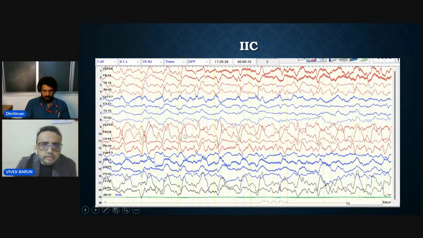So going by that, if you count in a total of 10 seconds, you will get somewhere around 10 to more than 10 discharges, but less than 25 discharges, because it is like 1 to 2 per second. So it is fulfilling the criteria of IIC. So what is IIC? IIC is ictal interictal continuum. That means it is more than interictal discharges, but less than ictal discharges. You cannot call this patient as having electrographic seizures at this moment, but you need to be very aggressive. You need to keep monitoring.